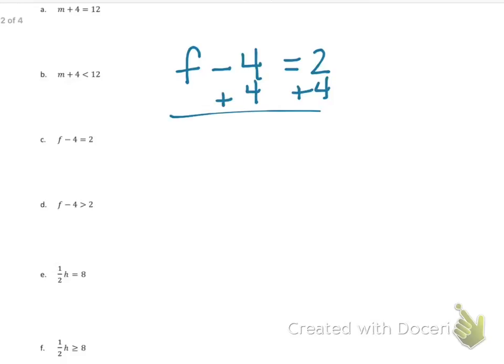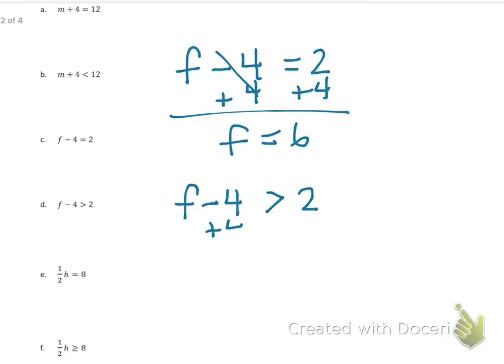C. F minus 4 equals 2. I want to isolate the f, so I'm going to add 4 to both sides. And the 4's cancel. I get f equals 6. The only thing that makes that equation true is when f is 6. Next one, D. F minus 4 is greater than 2. Nothing changes. Add 4 to both sides.